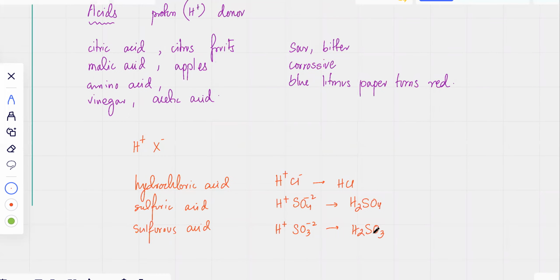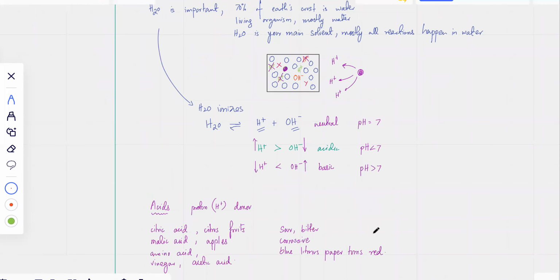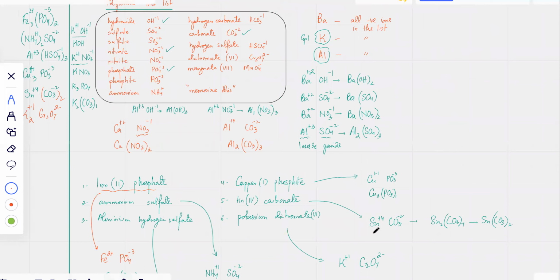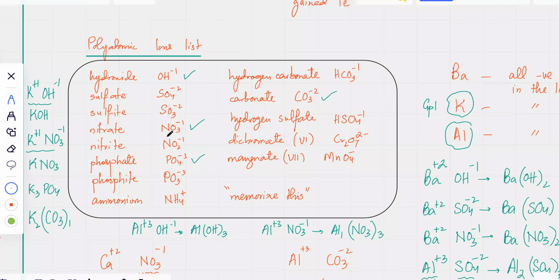So can everyone try and do this quickly and send me a picture of this. Start combining H plus 1 with all these negative ions and tell me what the formula is. Send me the formulas of each one of them, like we did sulfide and sulfate. Try combining H plus 1 with nitrate ions, nitrite ions, phosphate, phosphite, carbonate. Try doing that and send me the formulas quickly.